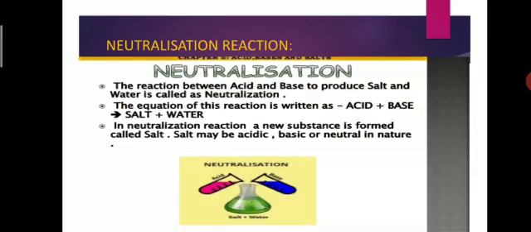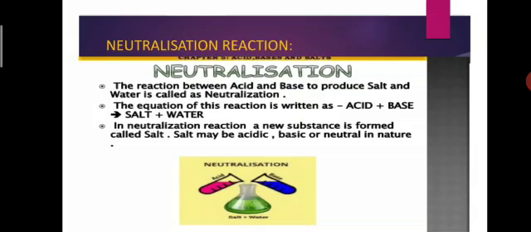Now students, one more topic in this chapter is the neutralization reaction. What is the neutralization process? The reaction between acid and base to produce salt and water is called the neutralization process. See in equation form how you have to write it: acid plus base gives salt plus water. So in a neutralization reaction, a new substance is formed called salt. And salt may be acidic, basic or neutral in nature. So this one is our neutralization.